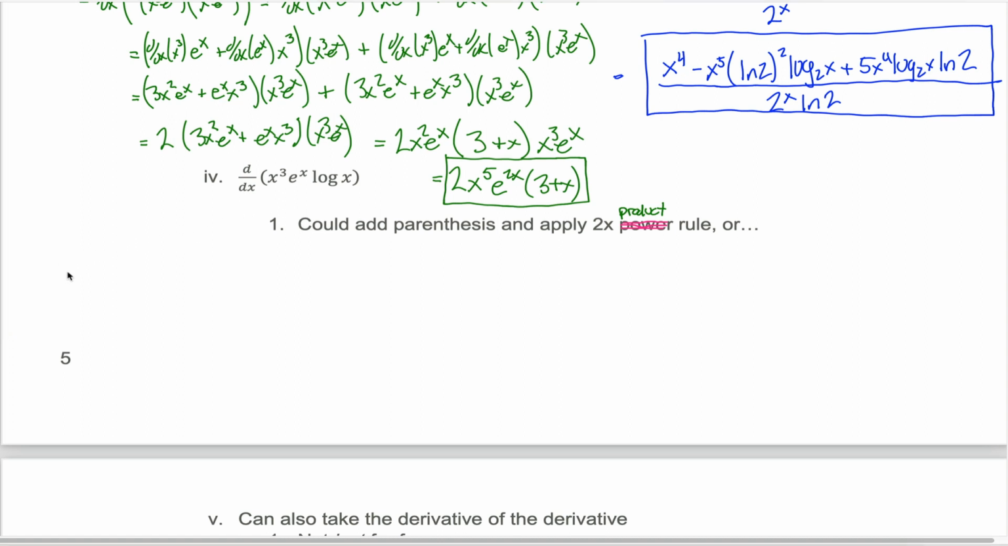Well, common theme in this class, if your problem is not written in a way that's conducive to the rules that you currently have, maybe you can rewrite the problem. This is something times something times something. There's something called the associative property that says when you're multiplying together 3 things, you can multiply together any 2 of them, take that answer, and then multiply that answer by the 3rd thing. The product of x cubed, e to the x, and log of x is x cubed e to the x times the log of x.